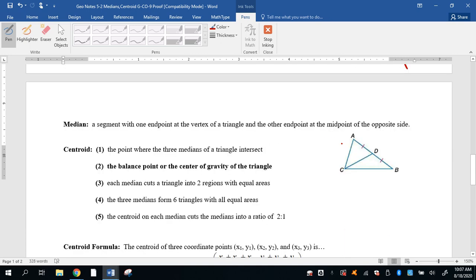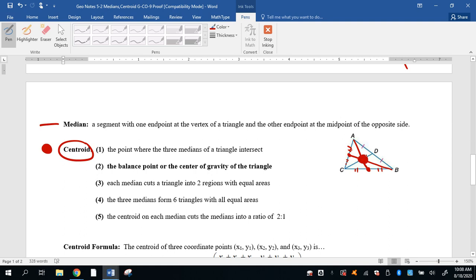So a median is where you're going from a vertex to the opposite midpoint, and where all of the medians meet is called the centroid. So median is each line segment, centroid is the point where they all intersect. So for instance, on this picture, let's just approximate where that median is and where this median is, midpoint. And so this would be the actual centroid.